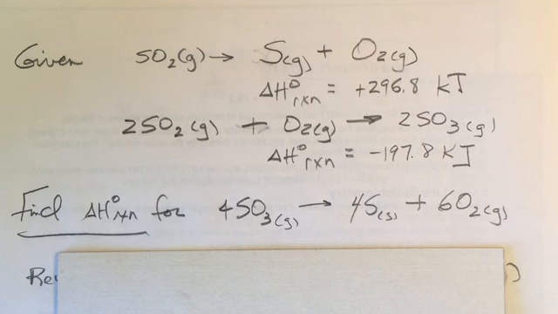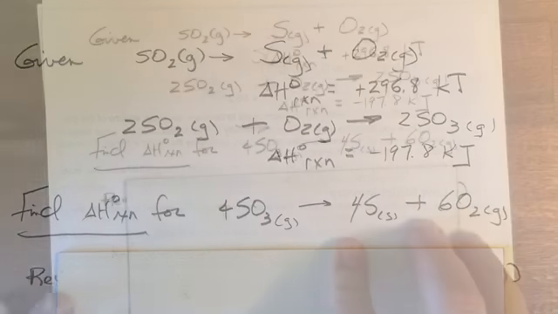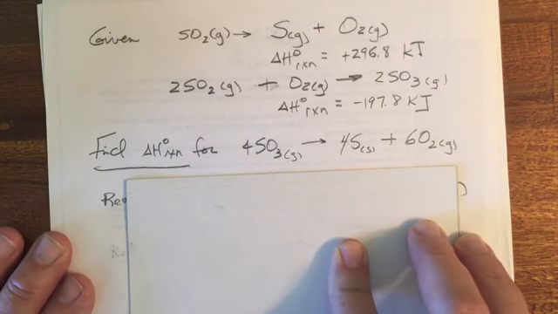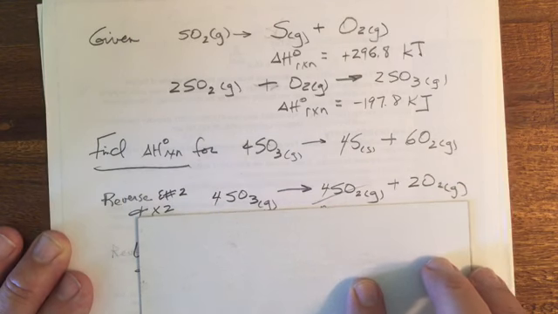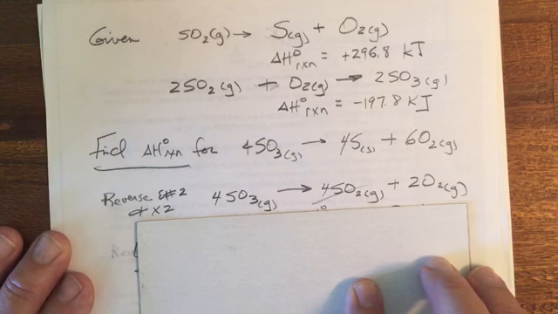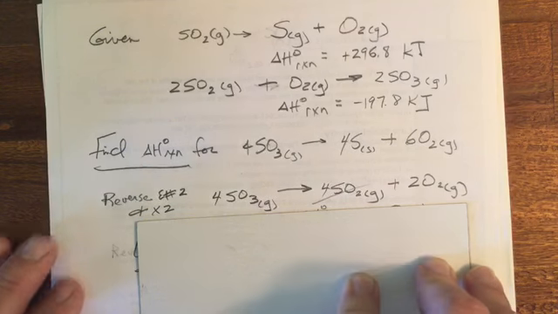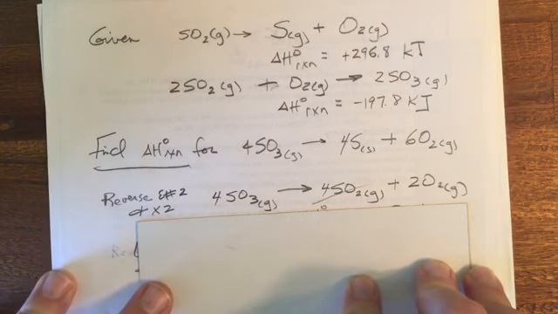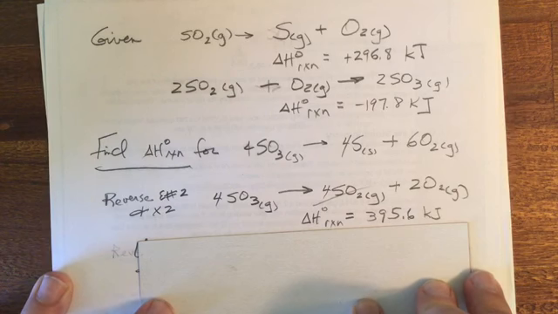Let's use that information to find the delta H of reaction for the reaction at the bottom: 4 sulfur trioxides yielding 4 sulfur and 6 oxygen gas molecules. To do that, we're going to first reverse the second given equation and multiply it by 2. I will get 4 sulfur trioxides yield 4 sulfur dioxides and 2 O2 gas. Reversing the sign and multiplying by 2, I get a positive 395.6 kilojoules from that part.